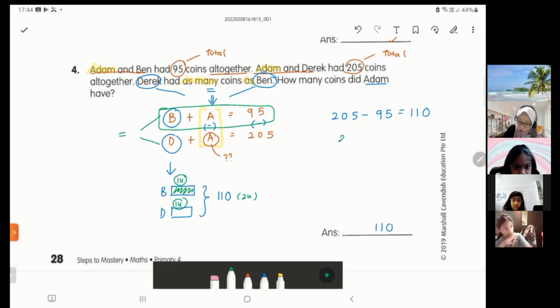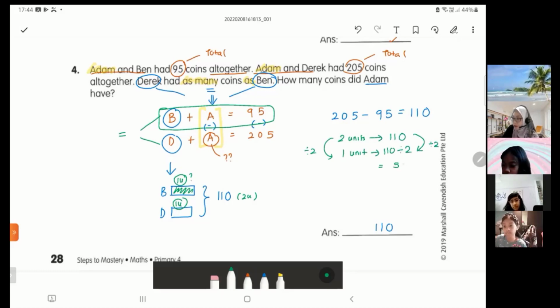So 2 units is 110. 1 unit, which is Ben. Ben is 1 unit here. How do we get that? Divide by 2. Here also divided by 2. So 110 divided by 2 equals 55.